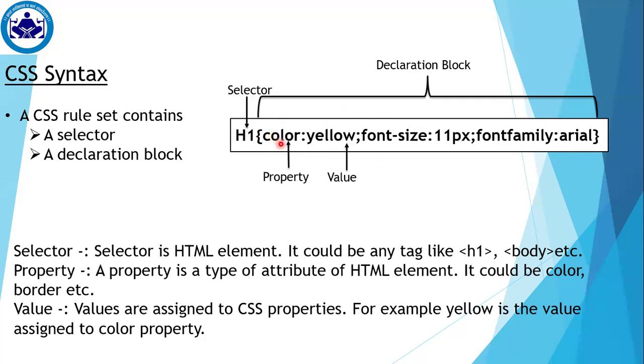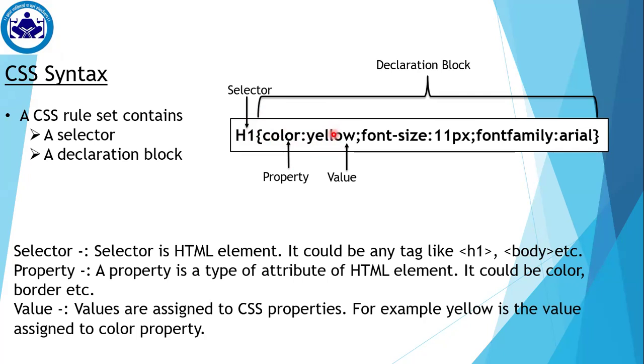Property. A property is a type of attribute of an HTML element. It could be color, border, etc. or any HTML element. Values are assigned to CSS properties. You can see the value yellow is assigned to color. So when we use this H1 selector, its text color will get changed to its value, that is yellow color.